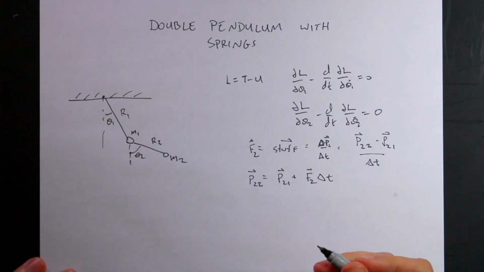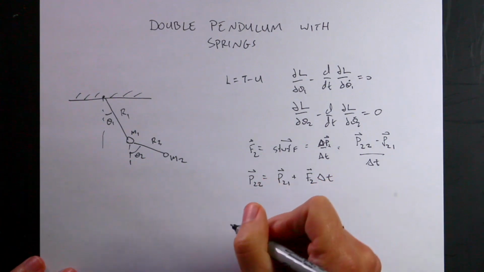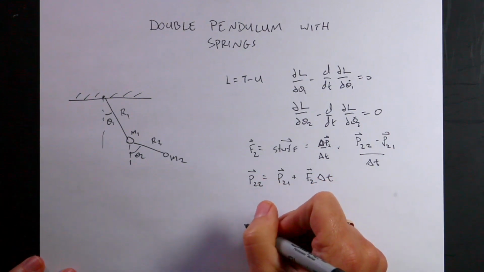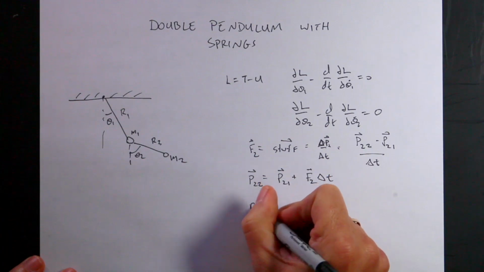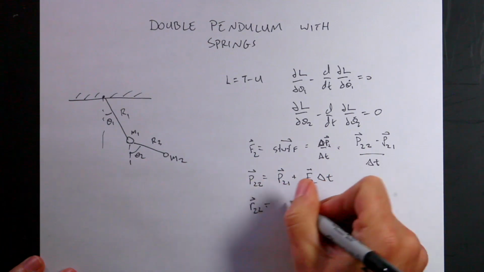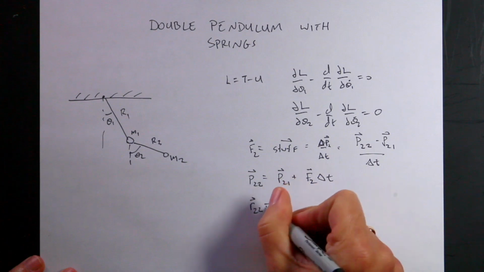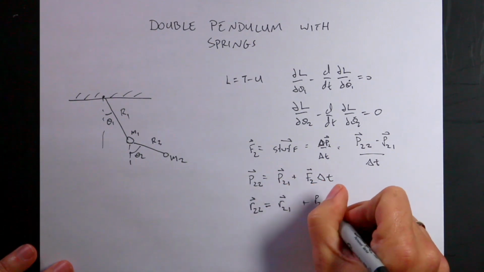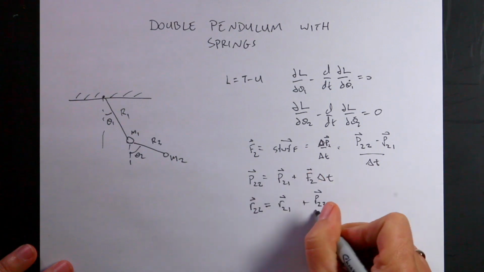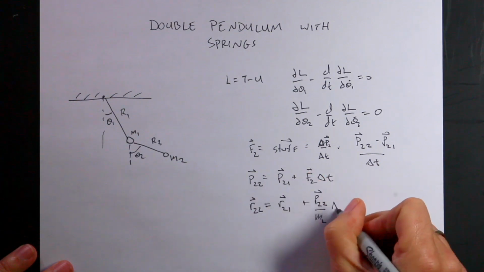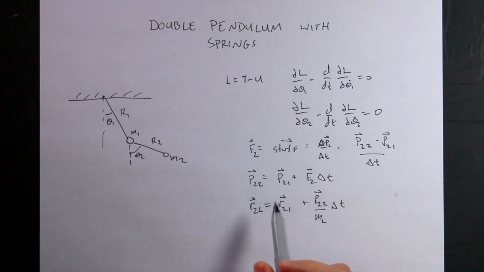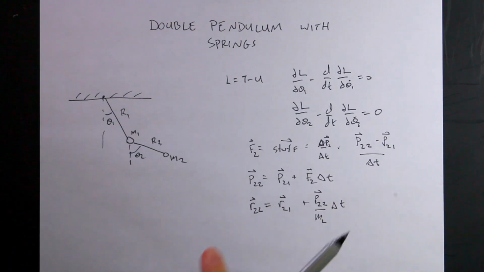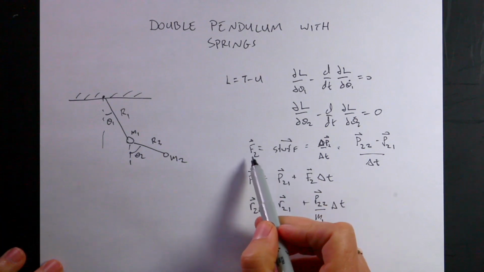Then I can do the same thing for position. Call the final position of mass 2 R2 final. So R2 final is going to be equal to R2 initial, the position at the beginning of the time interval, plus P2 final, the momentum at the end, divided by the mass 2, times delta T. That's the velocity. So I can update the momentum, I can update the velocity. But this all hinges on one important point: I need to calculate that force.